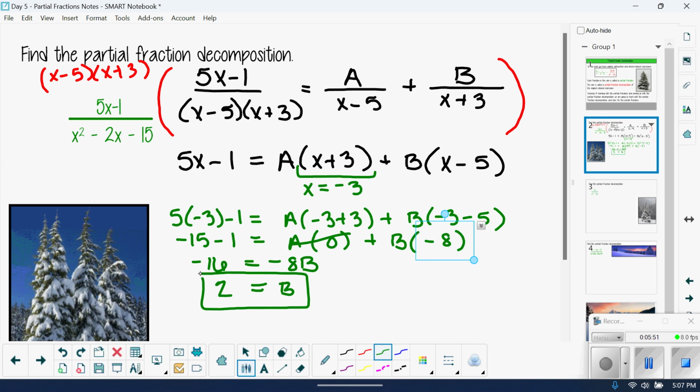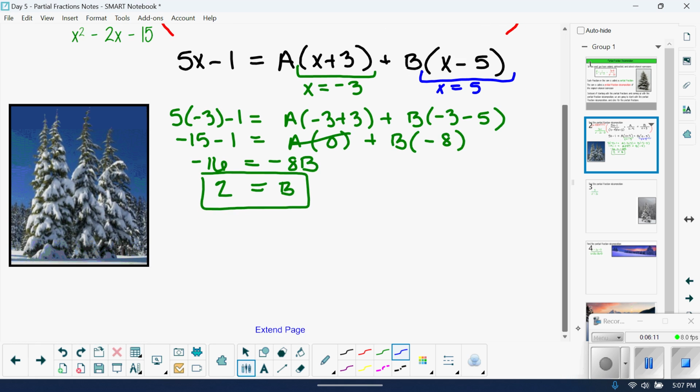Okay, now we need to solve for a. Well, we're going to do the exact same thing we did. I need to eliminate b. And in order to do that, I got to substitute in for a new x value. So in order to get rid of b, I need this to equal 0. So of course, that means x has to equal 5. So the second time through this problem, I'm going to let x equal 5. So x is going to be 5.